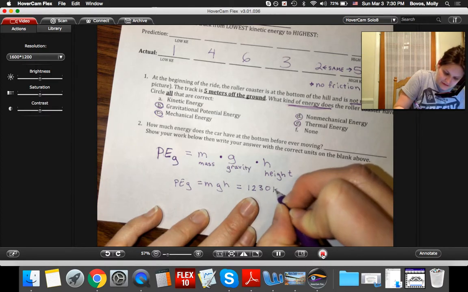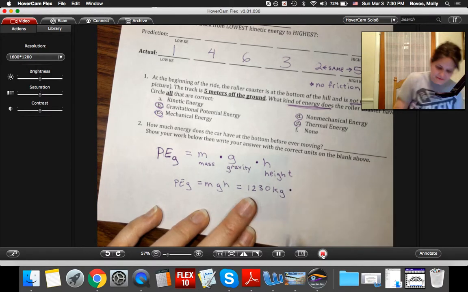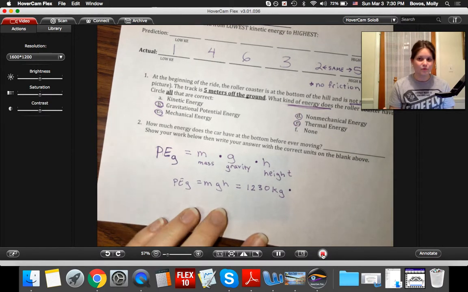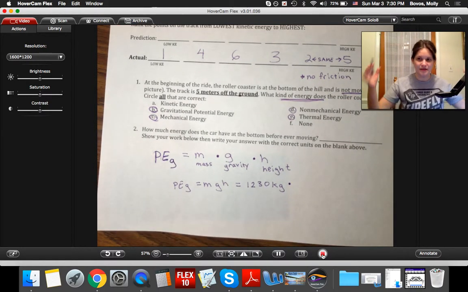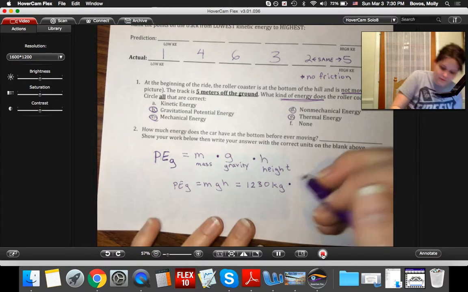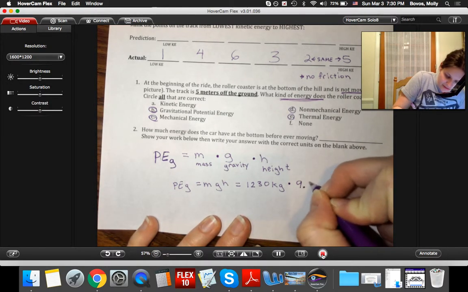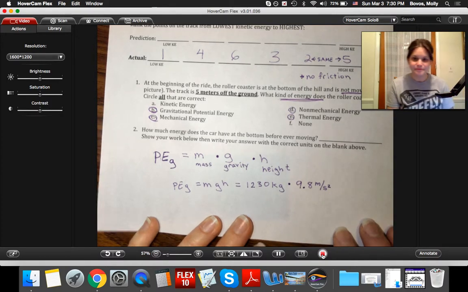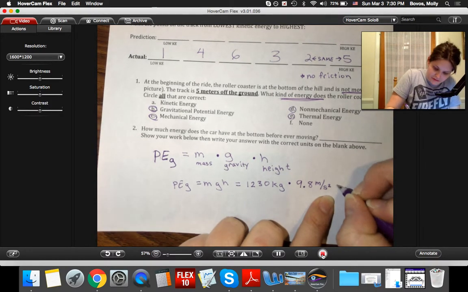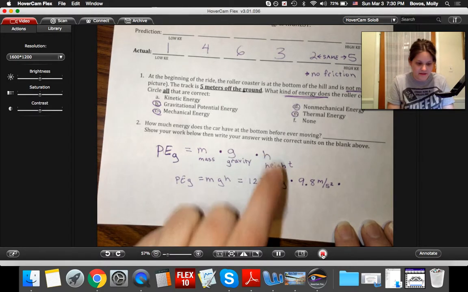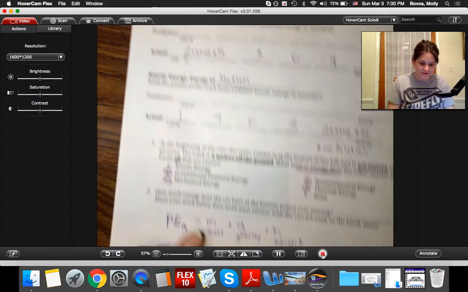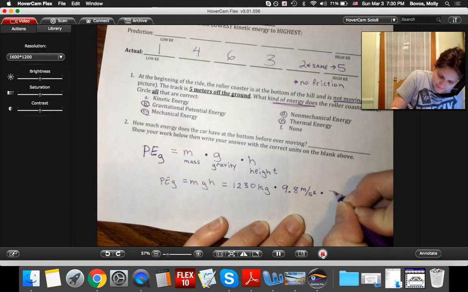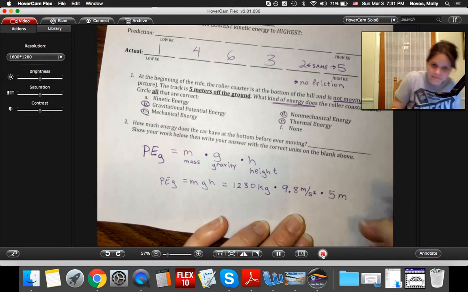All right, so that is going to be 1,230 kilograms times, well, what is G? G is the same thing that we've been using. We're still talking about how things are happening on Earth, so we want to use 9.8 meters per second squared. And then times our height, and the height at this position is 5 meters off the ground. So we multiply by 5 meters.